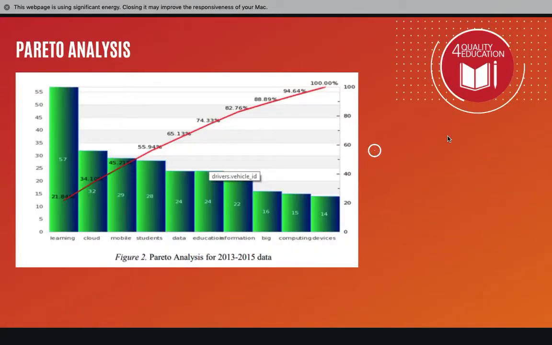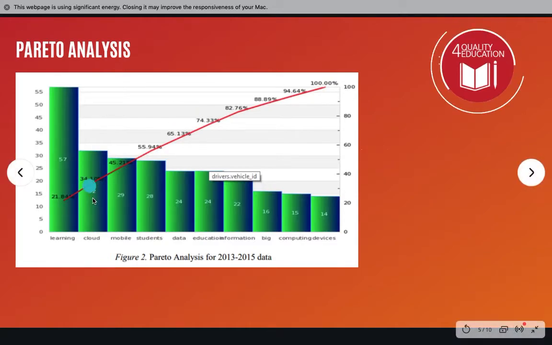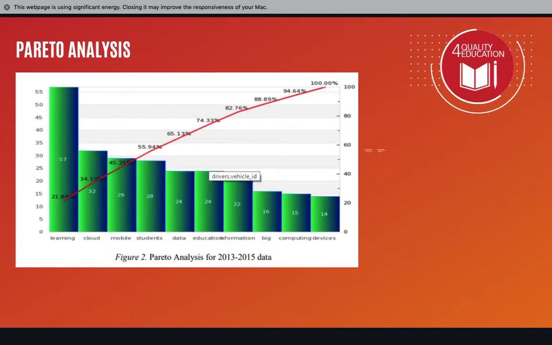The Pareto analysis, based on the same dataset, illustrates the frequency and, with the line from left to right, the cumulative percentages. The most comparable frequencies of terms for cloud and mobile indicate the trend and direction for innovation as early as 2015 in managing data or information, catering to bigger audiences in the computing devices.